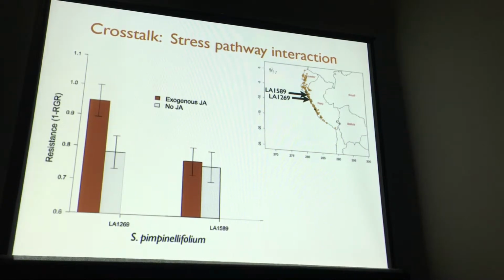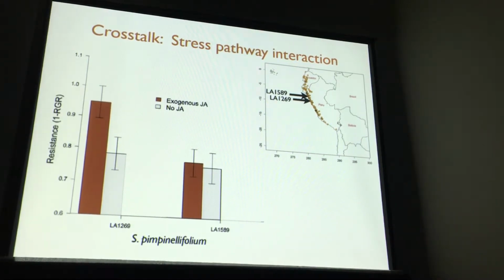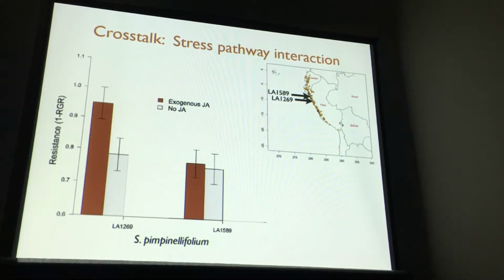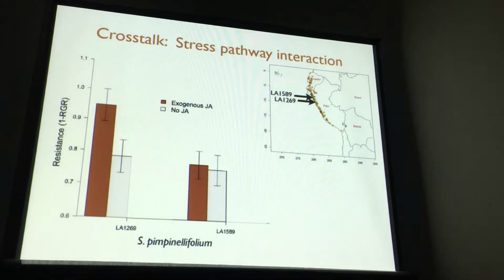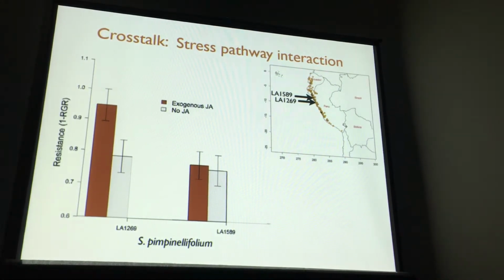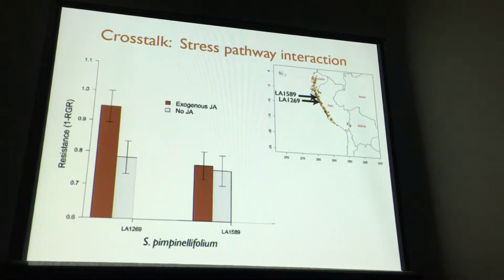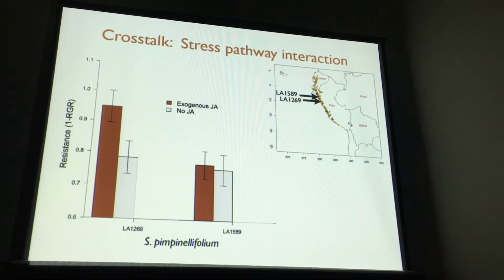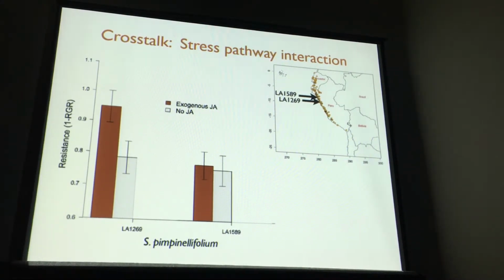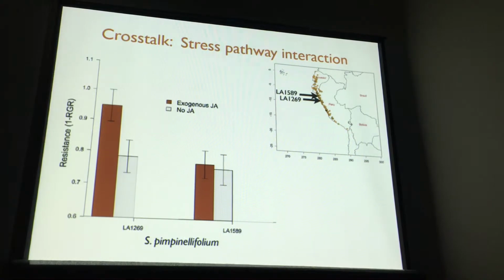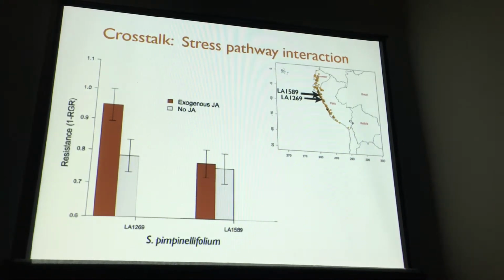Here, what I'm showing you is resistance on the y-axis, which is 1 minus the relative growth rate of a caterpillar feeding on leaves. In red, I've treated the plants with exogenous jasmonic acid, which mimics the induced defense response. What you can see along the x-axis are two populations. For LA1269, we see a nice, strong induced defense response. The caterpillars are feeding less, they're growing less. And for 1589, you see jasmonate insensitivity, no change.